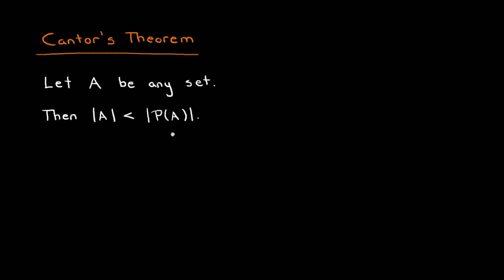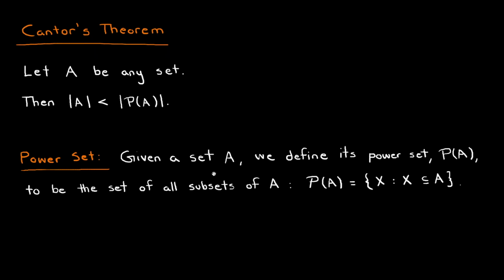Let's begin by recalling what the power set of A is. So given a set A, we define its power set, which is denoted by P of A, to be the set of all subsets of A. So in mathematical terms, the power set of A is just a set whose elements happen to be sets themselves. Specifically, they're just all subsets of A.